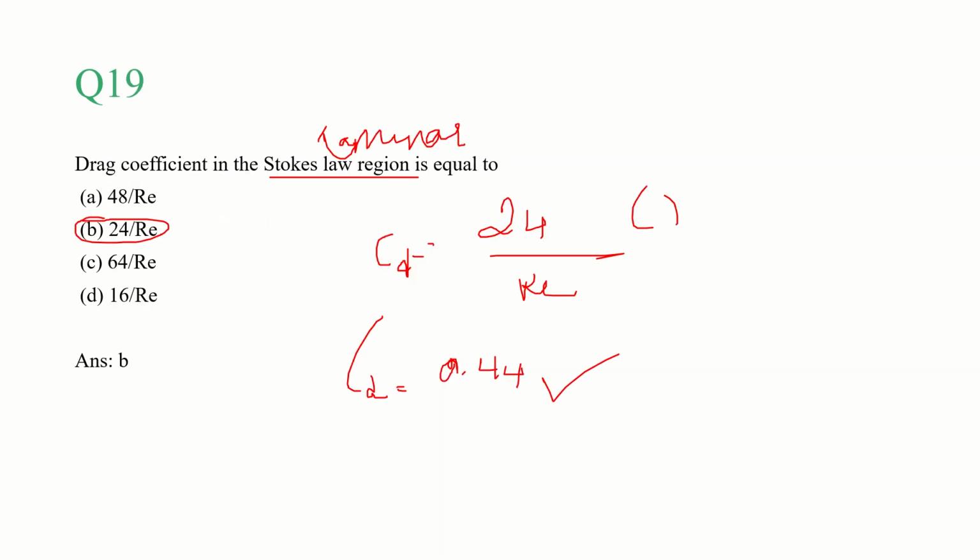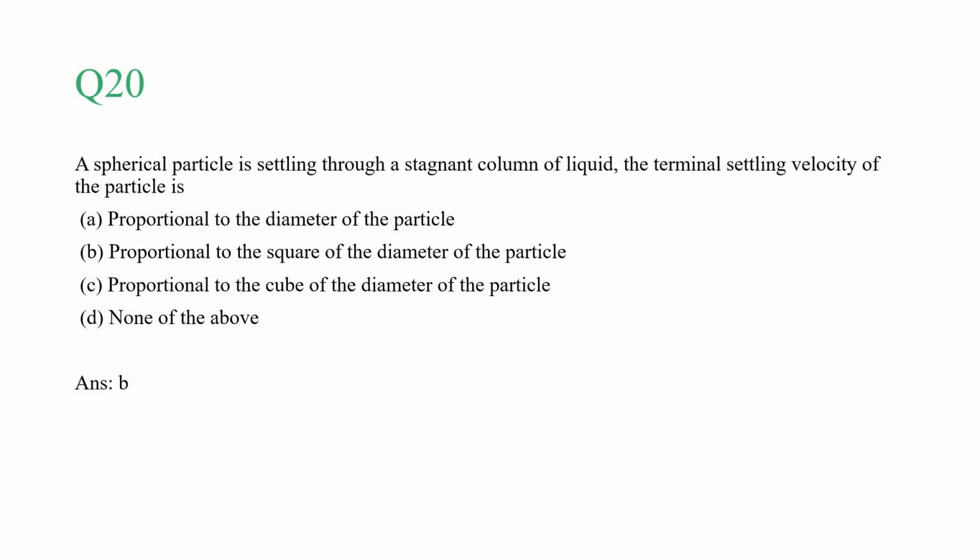So the question, we'll just go on to question 20. A spherical particle is settling through a stagnant column of liquid. The terminal settling velocity of the particle is proportional to the diameter of the particle, proportional to the square of the diameter of the particle, proportional to the cube of the diameter of the particle, none of the above. So what it is asking is the terminal settling velocity formula.